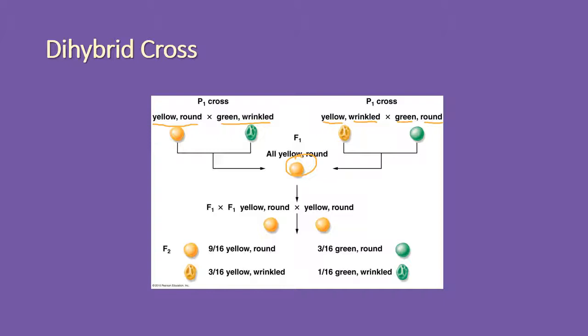Then when he performed the F1 cross, he ended up with a ratio of 9 to 3 to 3 to 1, where a majority of the plants still show that dominant phenotype for both traits, for both characters. So a majority, 9 out of 16 of the peas are going to be yellow and round. And then 3 out of 16 are going to have one dominant and one recessive trait, so yellow and wrinkled or green and round. And then only 1 out of every 16 plants is going to have both recessive traits, so green and wrinkled.